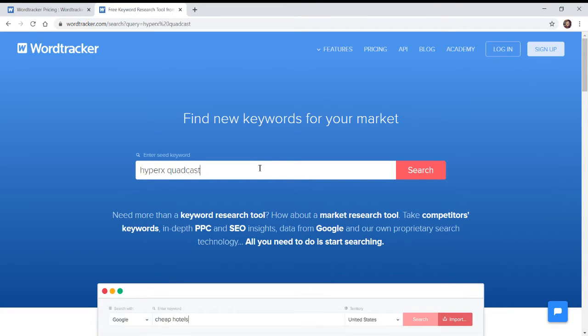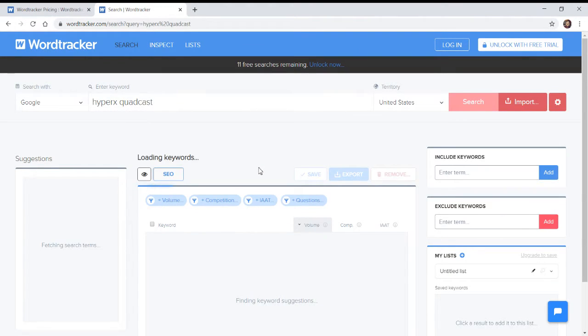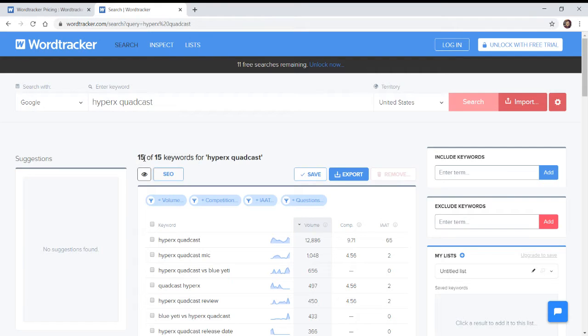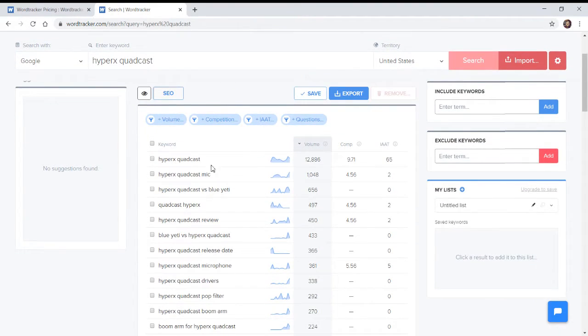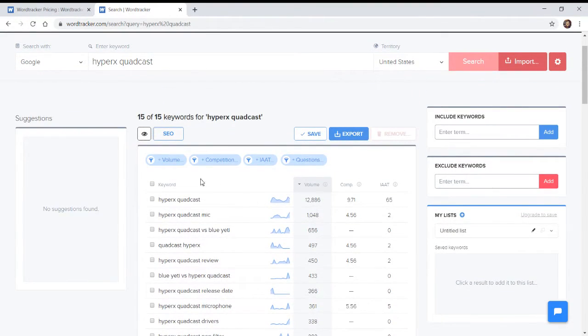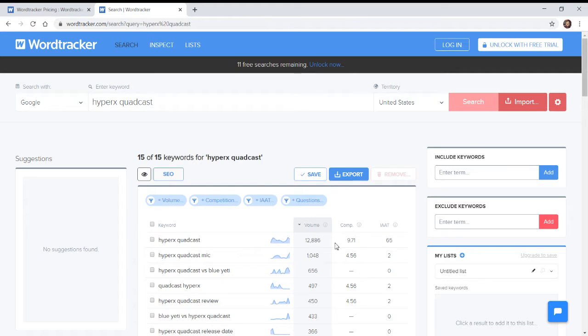So we're looking at the HyperX Quadcast because right in front of my face is this microphone called the HyperX Quadcast. It gives us 15 keywords that relate to HyperX Quadcast or contain HyperX Quadcast, it looks like. So first one, this is what we're really looking at, is the volume of the HyperX Quadcast keyword. So this says about 13,000 on the volume side of things.